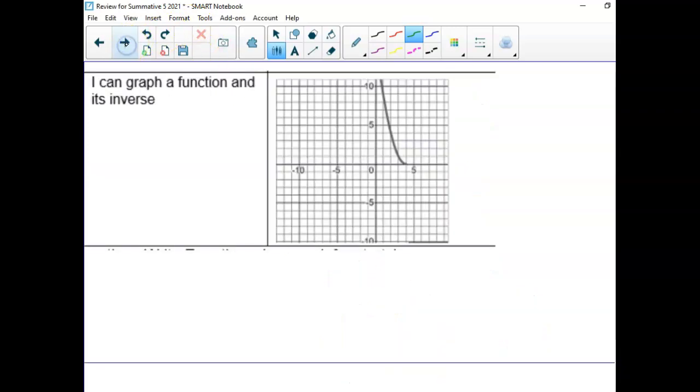What did I leave off? How do you graph an inverse? Yeah, so if this is 4, 0, it becomes 0, 4. If this dot was 3, 1, it becomes 1, 3. If this dot way up here was 1, 9, it becomes 9, 1. So it would look like that.